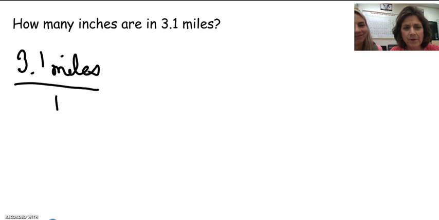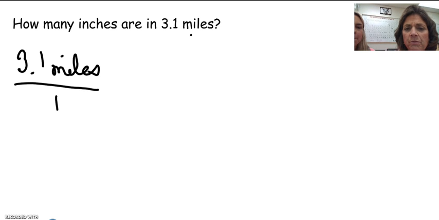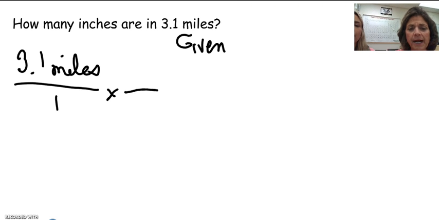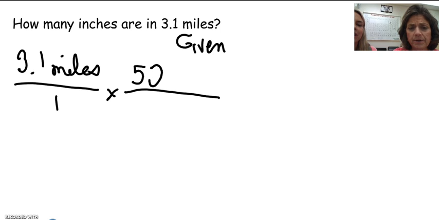All right, so 3.1 miles, you put your given over 1. This must be my given, 3.1 miles. I'm going to take 3.1 miles and multiply it by a ratio. That's a multiply. We used a dot. I guess they mean the same thing. And so how many feet did you say? 5,280 feet are in 1 mile.